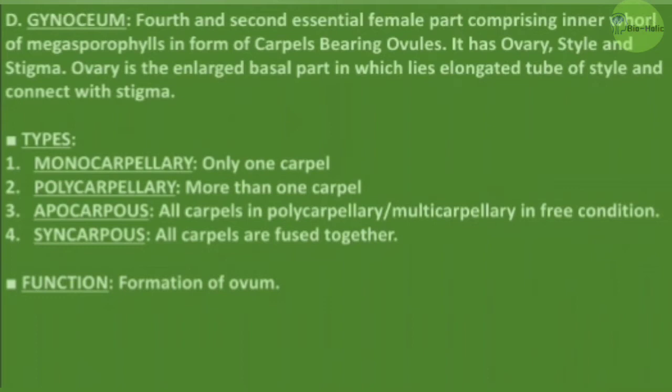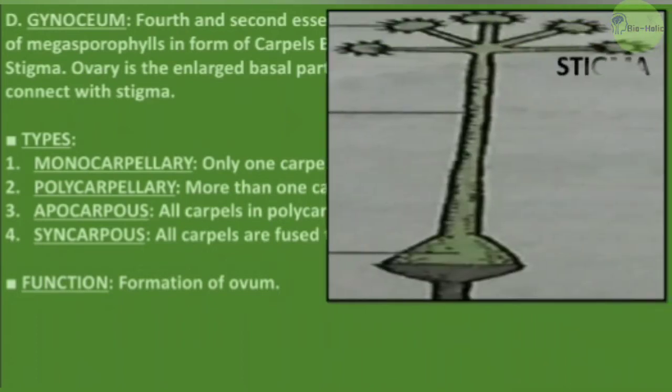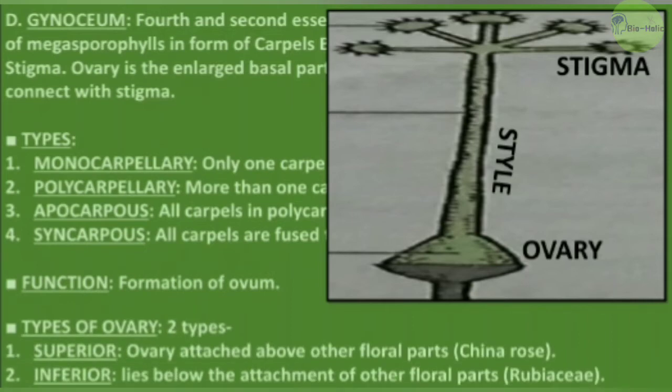Now, the fourth and second essential female part is gynoecium, comprising megasporophylls in form of carpels bearing ovules. They are of many types: the monocarpellary, the polycarpellary, the apocarpous, the syncarpous. The function of gynoecium is the formation of ovum. This is the structure of gynoecium: the stigma, the style, and the ovary. There are two types of ovary, the superior and the inferior.